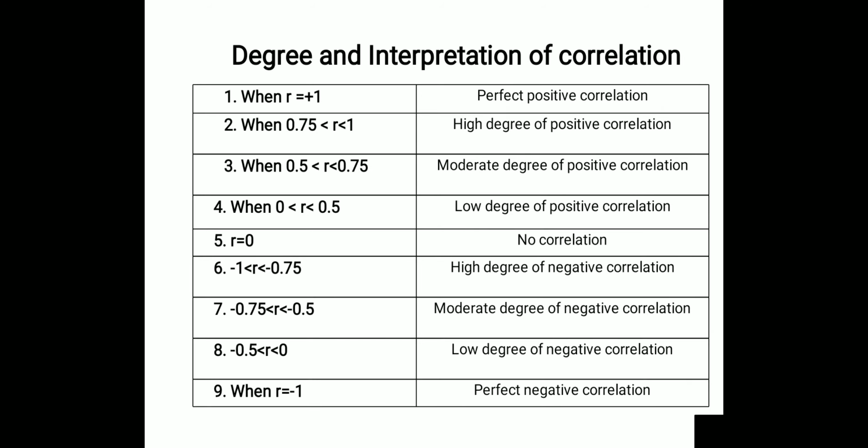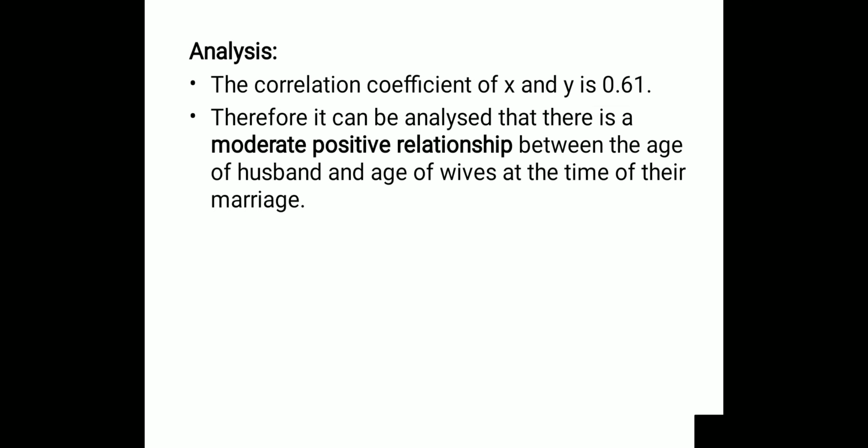Now the analysis and interpretation method is the same for the assumed mean problem or the grouped data problem. That is, as the correlation coefficient is 0.61, we can say that there is a moderate relationship, right? So that is in between 0.5 to 0.75. So the analysis part is as follows. The correlation coefficient of x and y is 0.61. So we can say that there is a moderate positive relationship between the age of husbands and age of wives at the time of their marriage. So this will be the analysis.